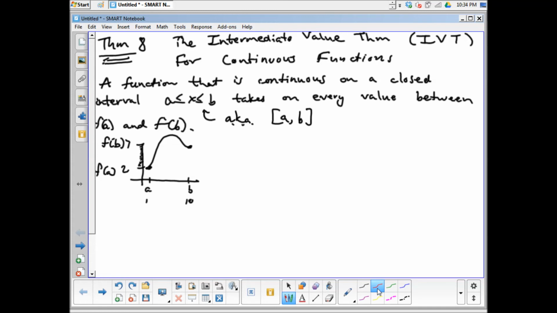You can connect along this path. You can do any path you want, but you're going to pass through every possible y value. So that's all that's saying. Pretty neat rule. It's common sense though. Alright, so let's look at how we might use this in a problem.